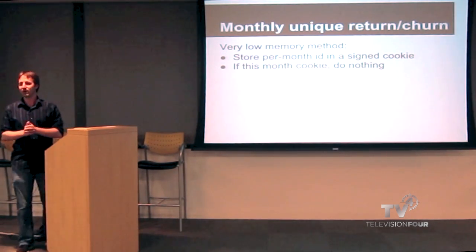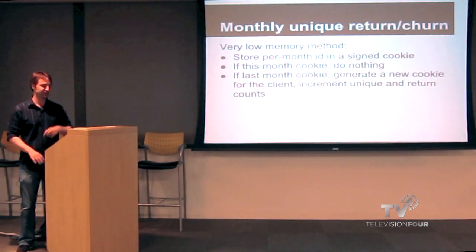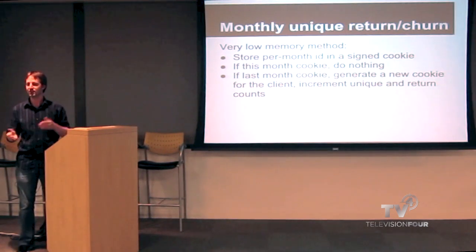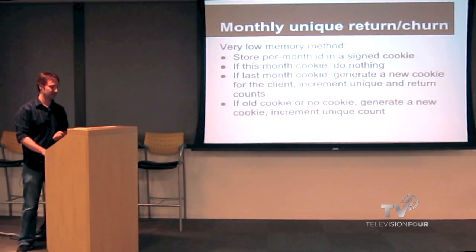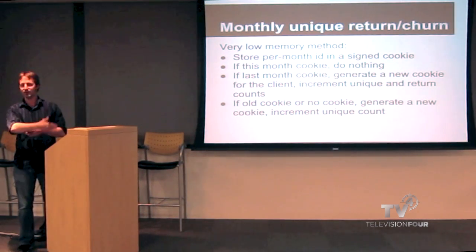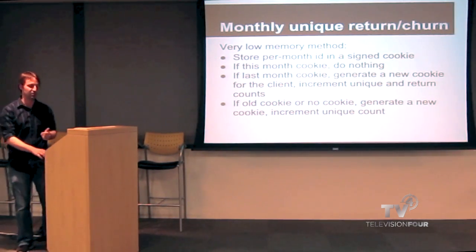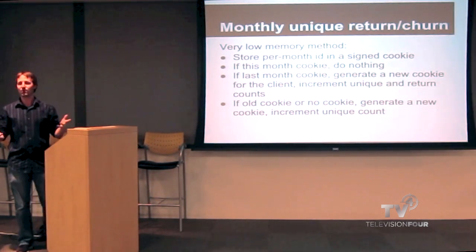But the operations are, if it's for this month, we're going to do nothing, similar to before. If it's from last month, we'll generate a new cookie and increment the unique and return counts as we did before. We're just not going to set any bits. And if it's an old cookie or no cookie, we'll go ahead and generate a new one and then increment the unique count again. And that's it. That's our entire operation.